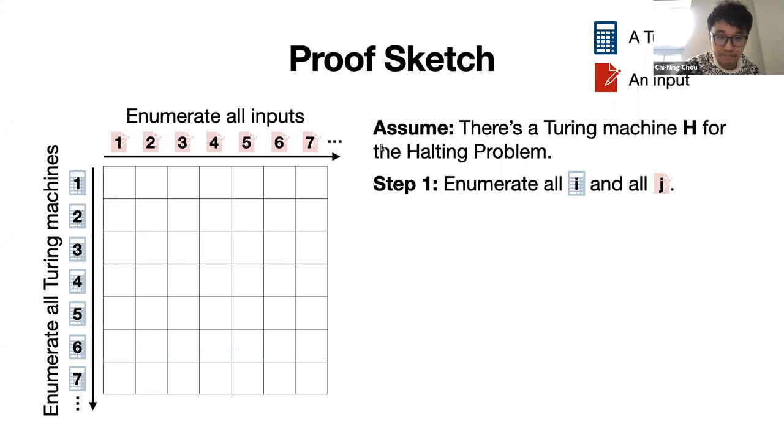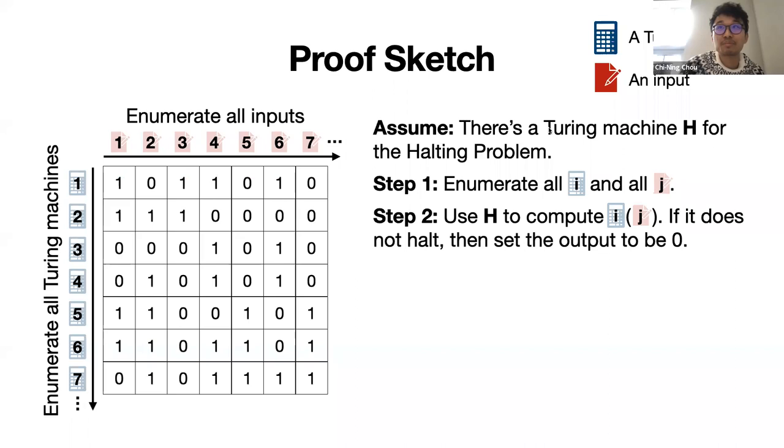Second, we use this H from our assumption, which solves the Turing problem, to help us compute the entries of a table. For the ij entry, we use H to help us compute Turing machine i evaluated on input j. Note that we really need this assumption to do this, because this computation might not halt. In particular, we define the table so that if machine i on input j won't halt, the entry is 0. So we need this assumption to finish the table.